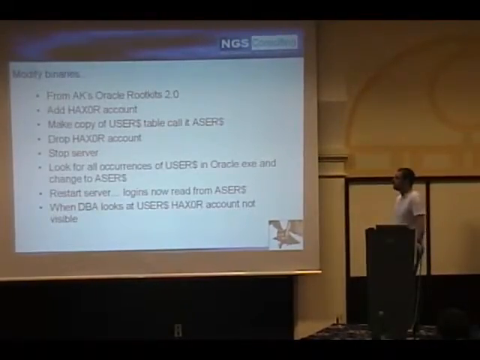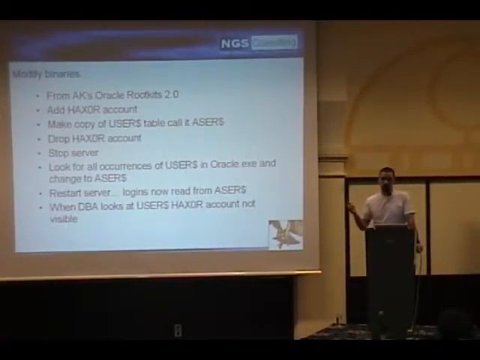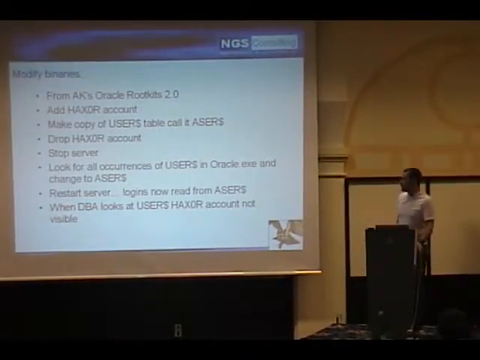Okay, modifying the binaries. From Alex's Oracle Rootkits 2.0: add the account, make a copy of the user table and call it ASER$, drop the account, stop the server, look for all occurrences of user$ and change it for ASER$, restart the server. Now all logins are consequently read from this table. And so when the DBA looks at user$, he thinks, okay, I can't trust the view, so I'll look at user$ instead. The account is not visible.